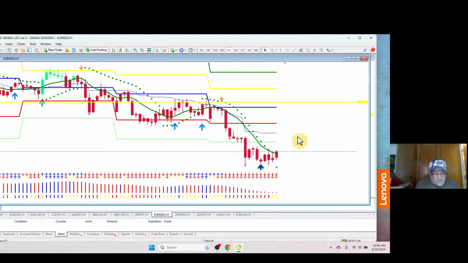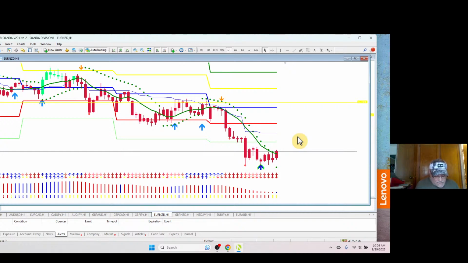I got in at 175.52 on my long. I'm gonna move it to 56, and that'll give me a profit of $2. So I'm gonna make money either way on that.